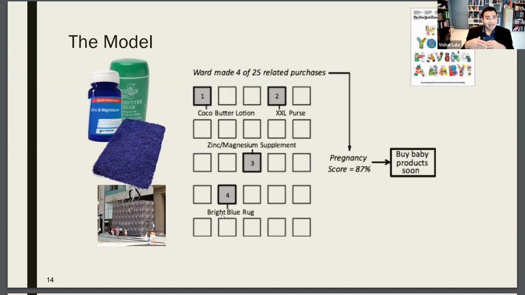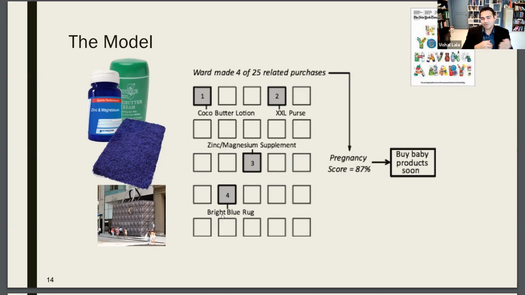If so, it's a great time then to target her with advertising and products for pregnant women. If you look at these, some of these might be obvious to you. Zinc magnesium supplements, supplements for use by pregnant women, a large purse to double as a diaper bag, cocoa butter lotion for stretch marks, a bright blue rug is probably a boy.